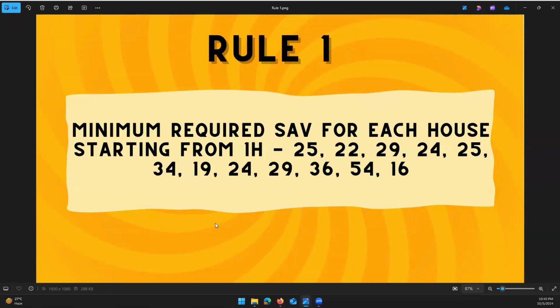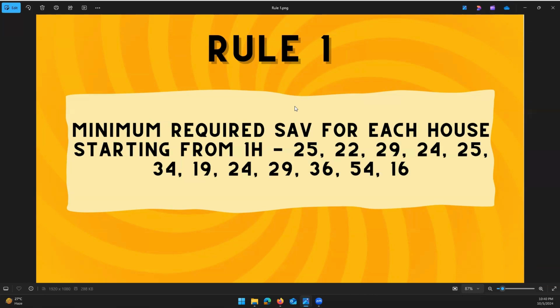So the first rule is you have to look at the minimum required Sarvashtakavarga or SAV points for each house. This is what Parashar Rishi has given: the minimum number of points for each of the houses. The houses which have less than the minimum number of points will have a bit of a challenge. They will suffer. Those houses will not give you good results.